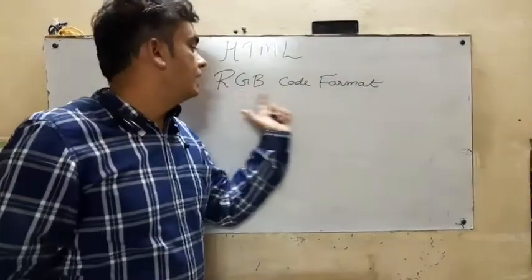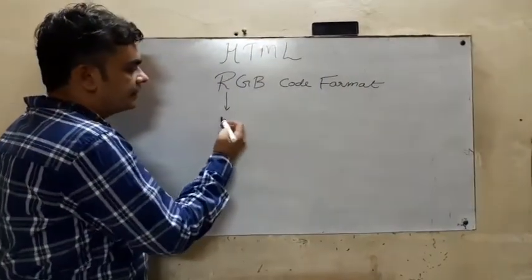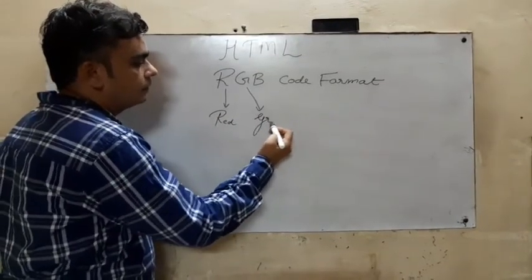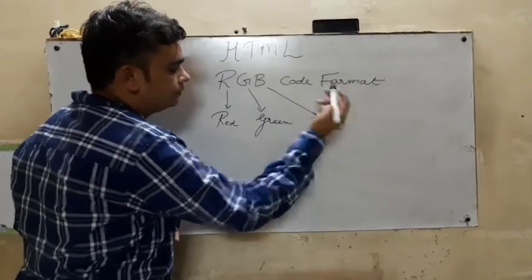So now we switch to our next concept, RGB code format. RGB code format means what? R stands for red, G stands for green, and B stands for blue.